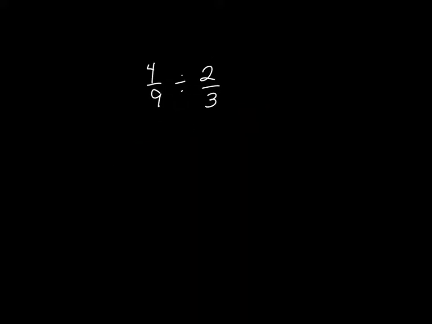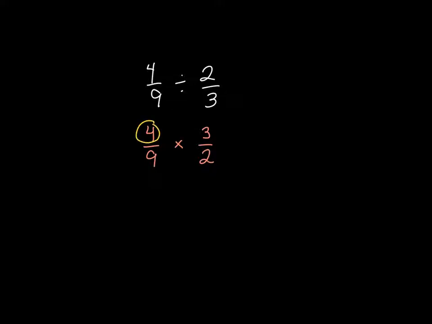Okay, let's once again keep change. So we take the first fraction, 4 over 9. We keep it. Change the division to multiplication. Change the second number to the reciprocal. Remember, you do that by flipping. Now, we do have a couple things we can cancel here.